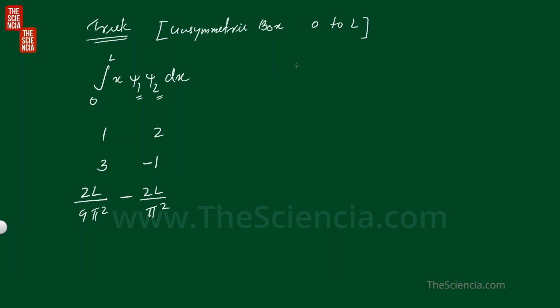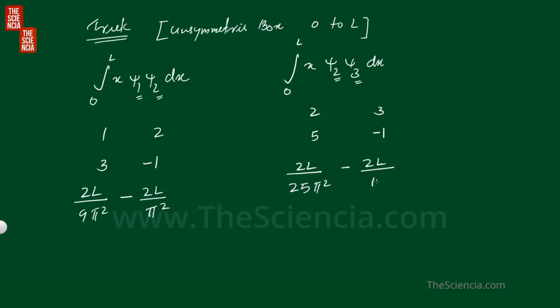One more example I tell you. If you have to integrate from 0 to L of x psi 2 psi 3 dx, these wave functions are 2 and 3. So write 2 and 3. Now we add 2 and 3, that is equal to 5, and subtract 3 from 2, that is minus 1. Now 2L by square of 5, that is 25 pi square, minus 2L by square of minus 1, which is 1, that is pi square. So this will be the final answer.